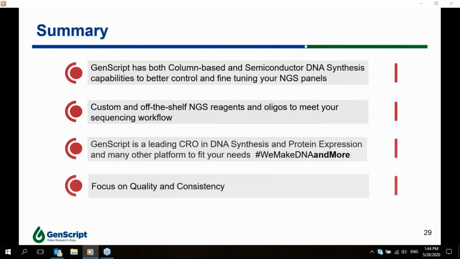In NGS or otherwise, we have always focused on the quality and consistency of our products and of our services, as well as staying at the cutting edge of science to be ready to serve customers better.